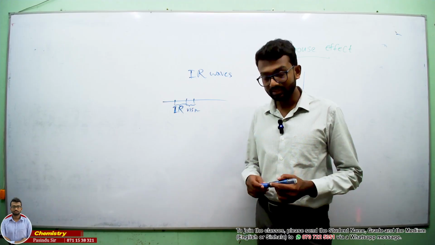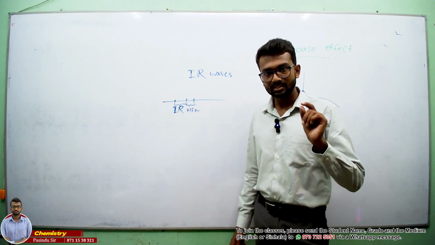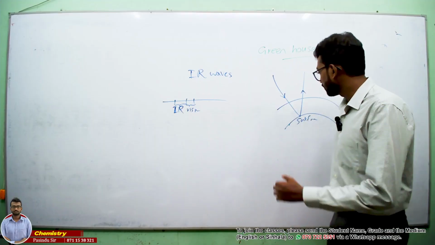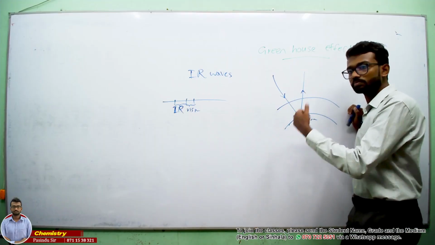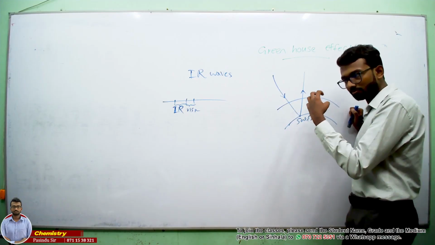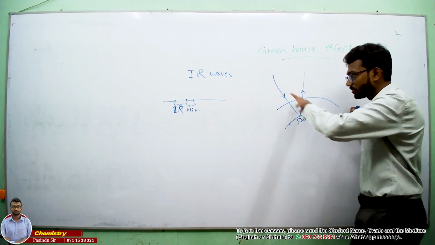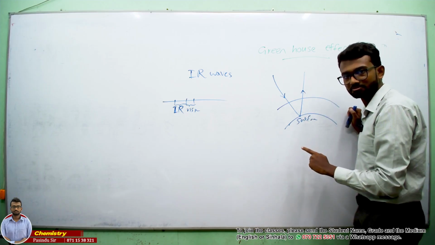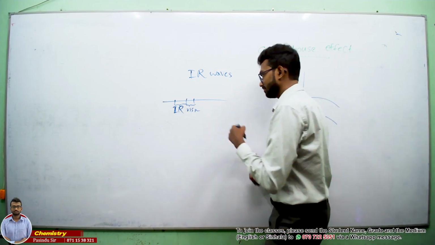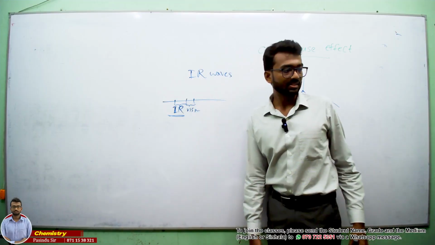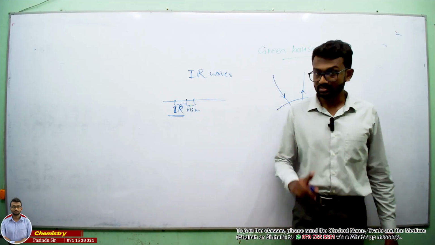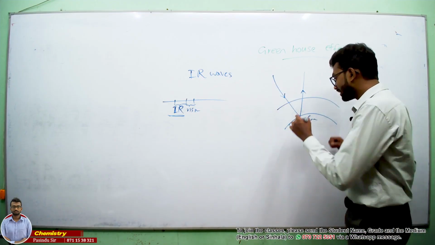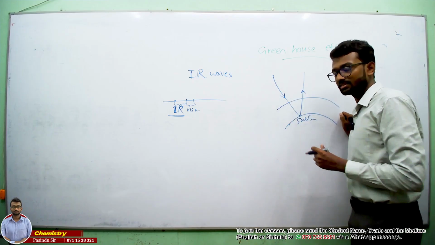Visible light has higher energy than infrared waves. Therefore, Earth's surface absorbs some amount of energy from the visible light and reflects what kind of wave? It reflects IR. Okay, it reflects IR. Keep it in your mind. What happened there? That IR is reflected, right?